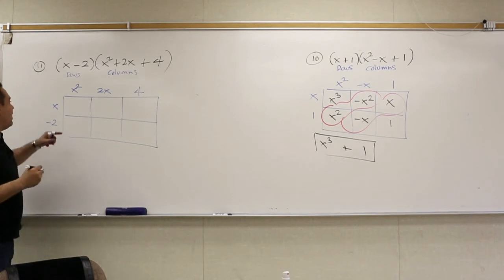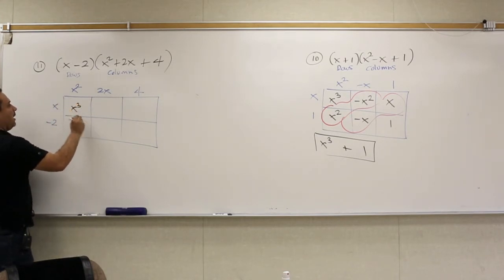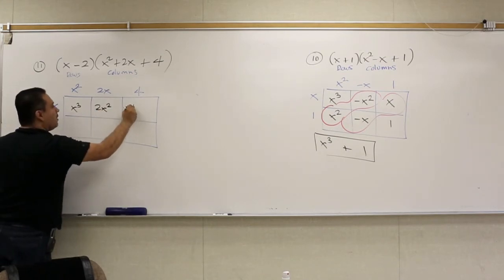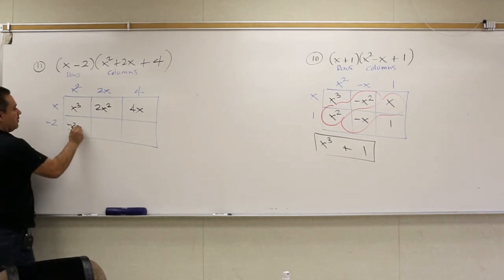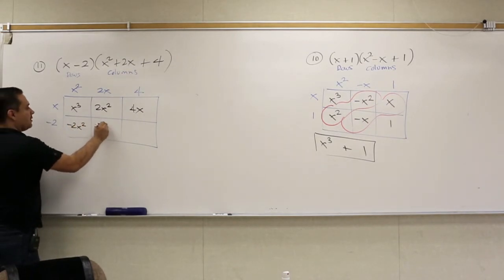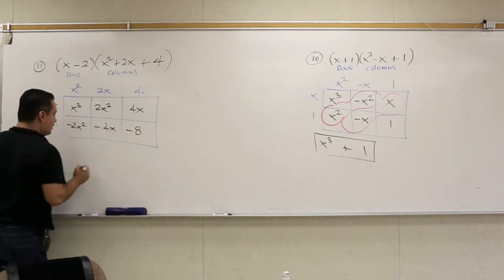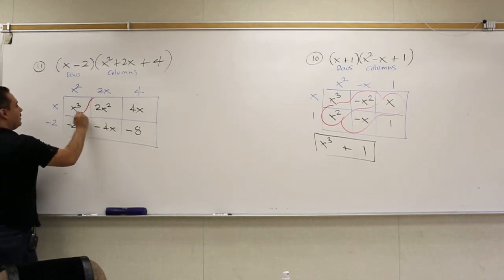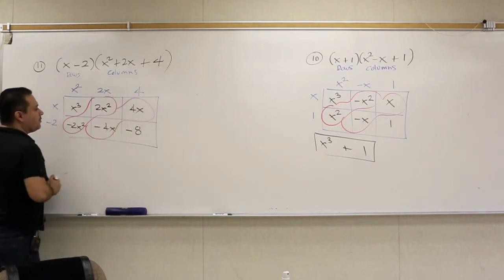So now I have an x times an x squared. What do you get? x times 2x, what's that? X times 4, 4x. Negative 2 times x squared. Negative 2 times 2x. Negative 2 times 4. Okay. Did you guys notice anything canceling? You guys notice these are like terms?